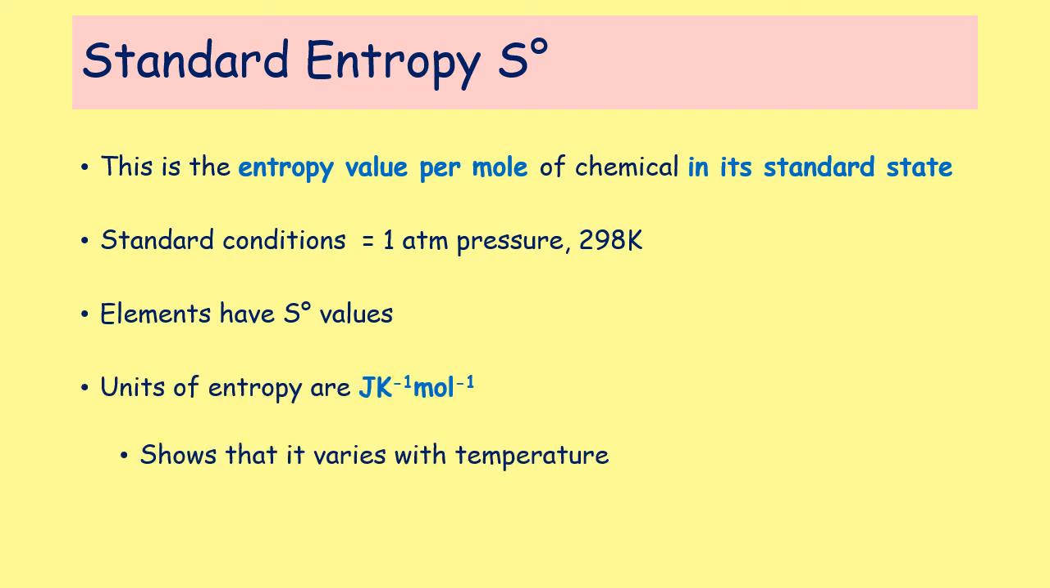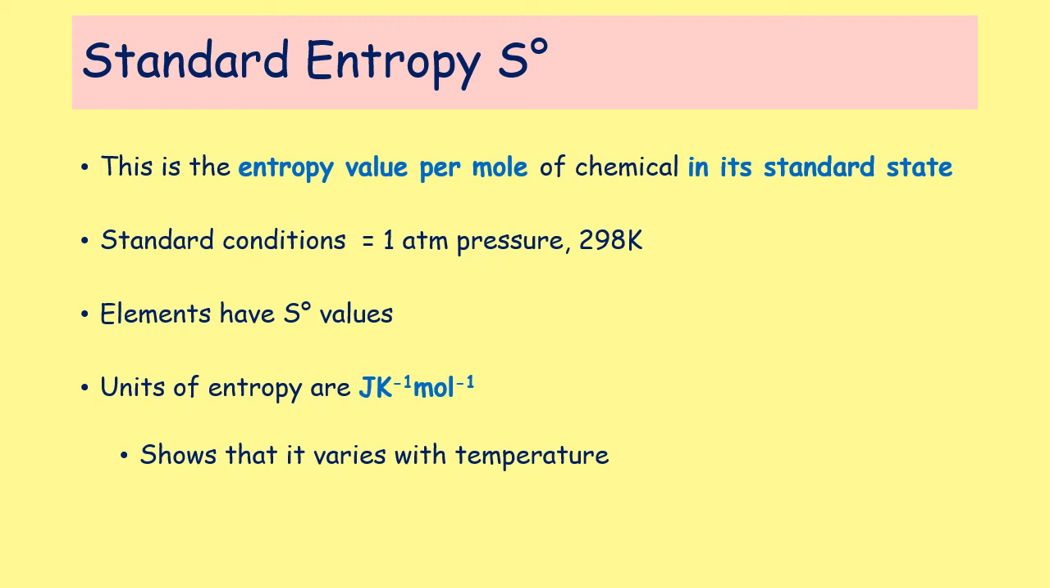The units of entropy are different to the units of enthalpy. Enthalpy is kilojoules per mole. Entropy is joules per Kelvin per mole. So first important difference is that enthalpy is in kilojoules, entropy is in joules.